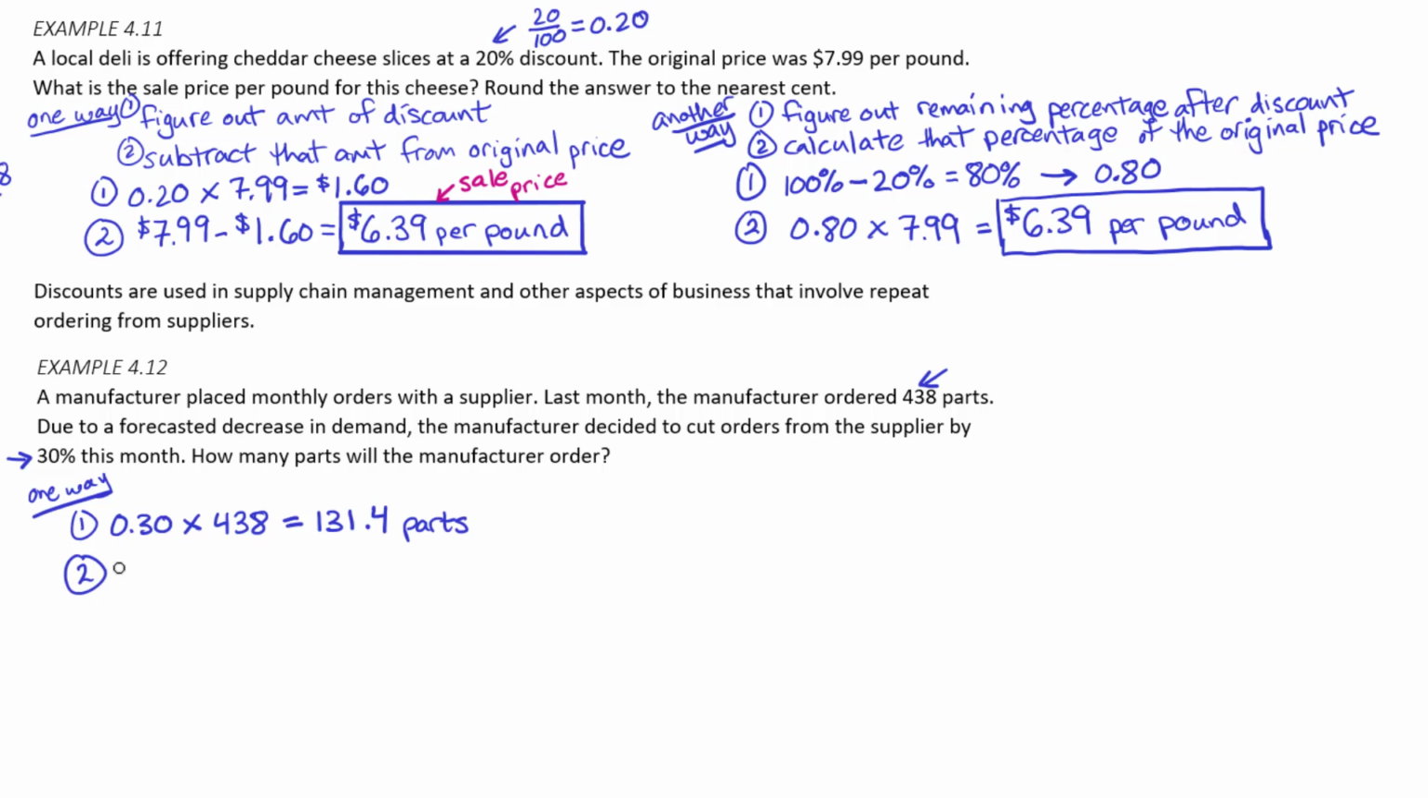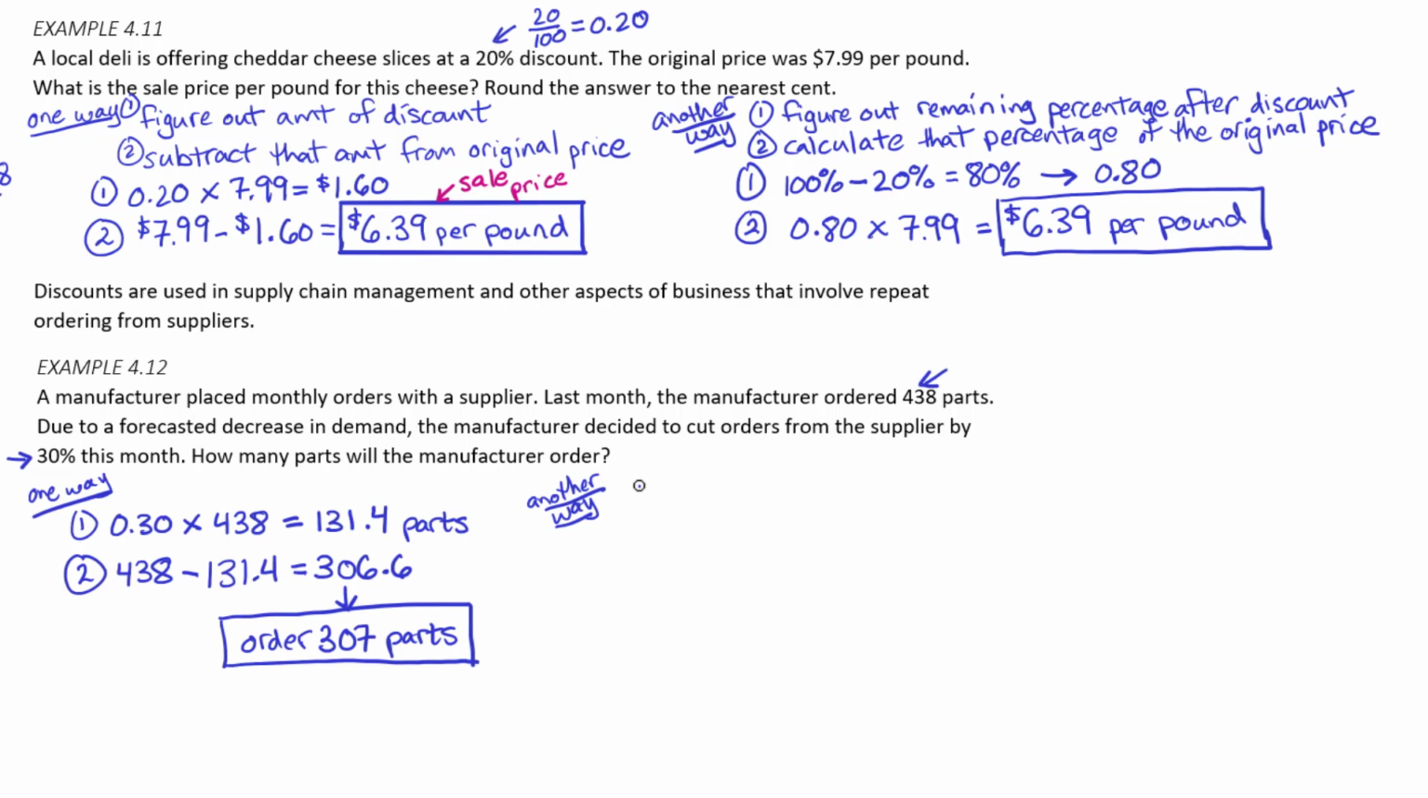Now we take the total amount of parts, that is the number we ordered last month, we subtract the 131.4 that we want to not order this month, and we get 306.6. And this would just get rounded to the nearest whole number because you have to order whole numbers of parts. Because the 6 in the tenths place is 5 or more, the 6 in the ones place needs to be rounded up to a 7.